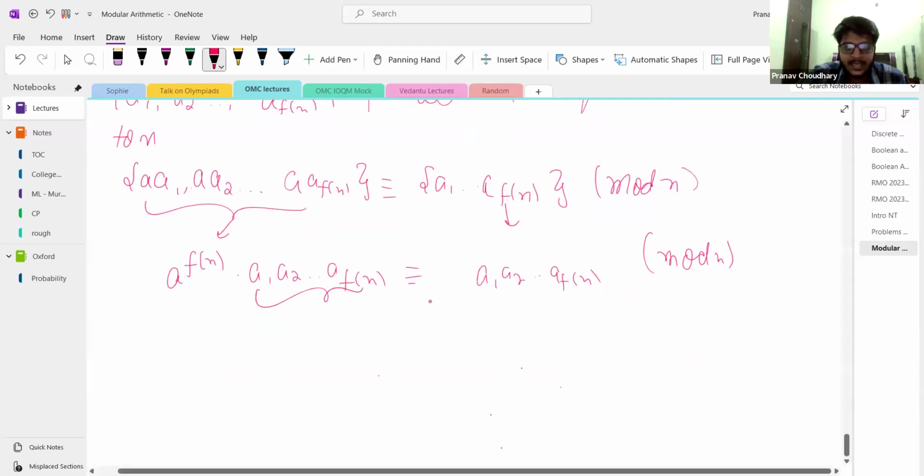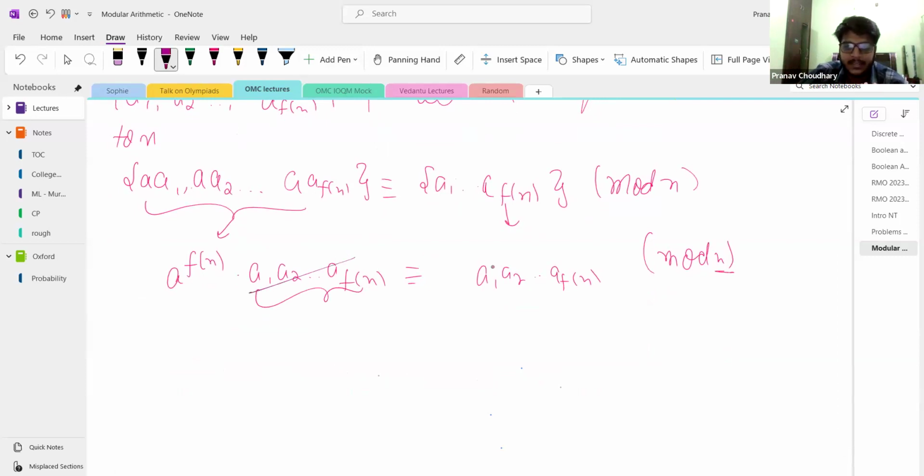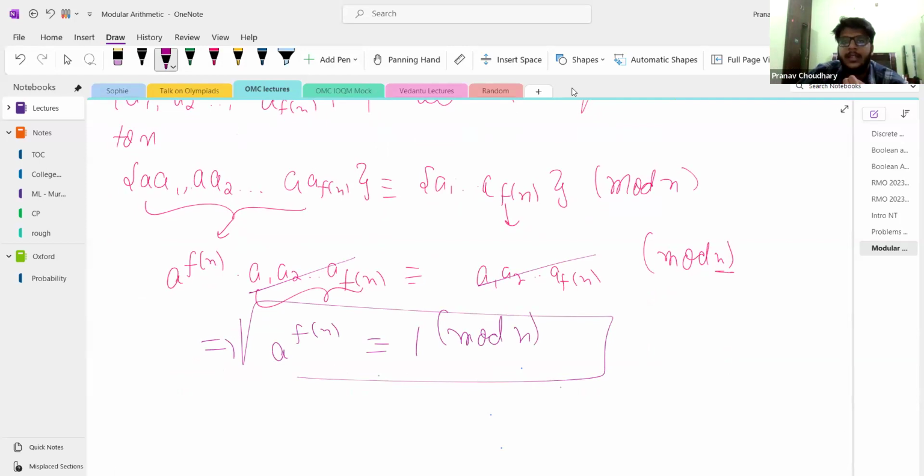And now since this product is co-prime to n, because all the individual numbers are co-prime, you can just cancel it from both sides. And I get a to the power f of n congruent to 1 mod n. Okay, is this clear to everyone? If there's a question you can ask.